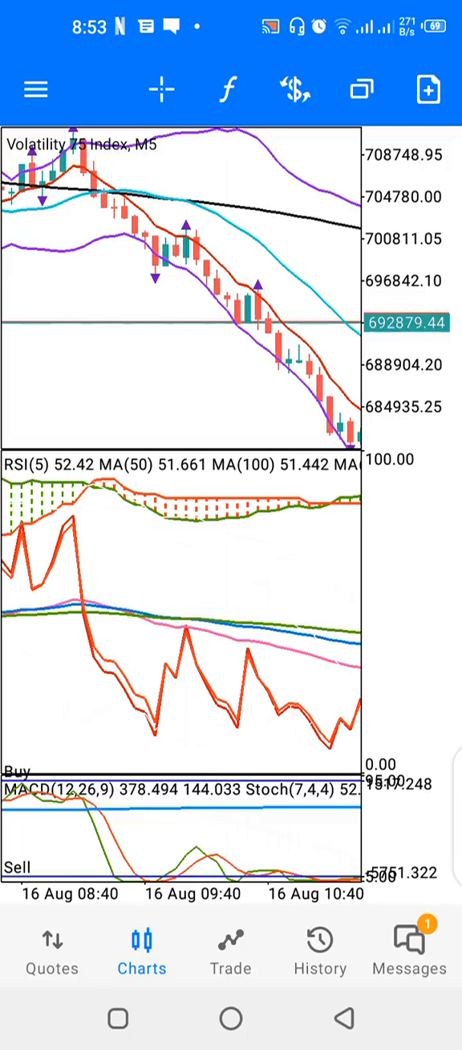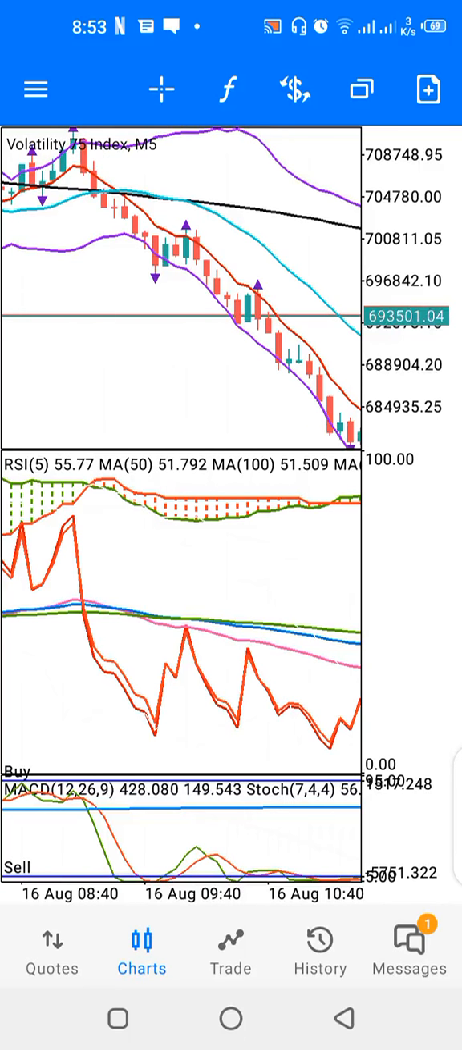But before you use this strategy on your live account, try it out on a demo account first, so that you get the grip of how it works before going live.